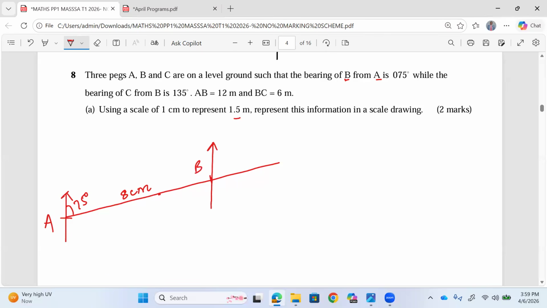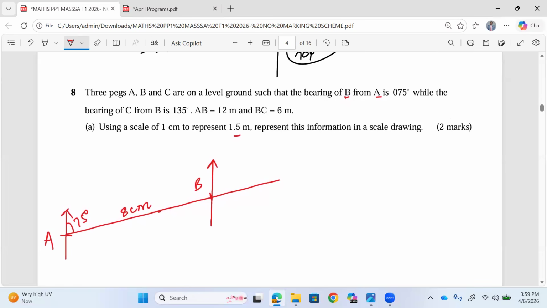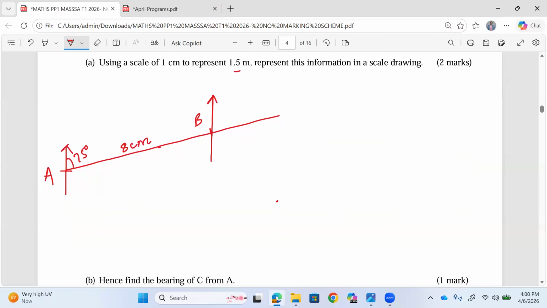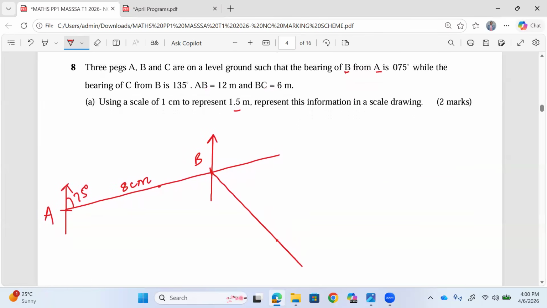Again, at B, we are told that the bearing of C from B is 135. So the true bearing again should be measured from the north in the clockwise direction, 135 here. You measure 135 like that, and you produce a very straight line.